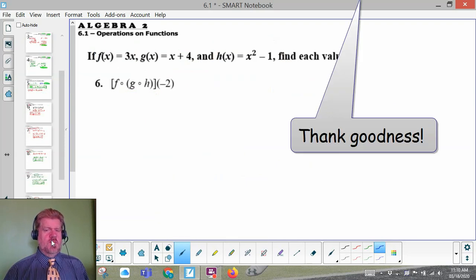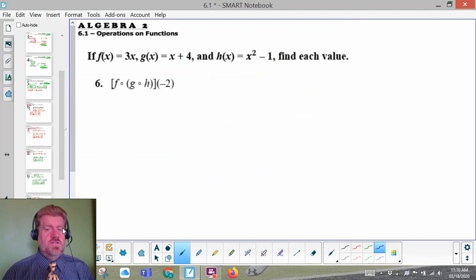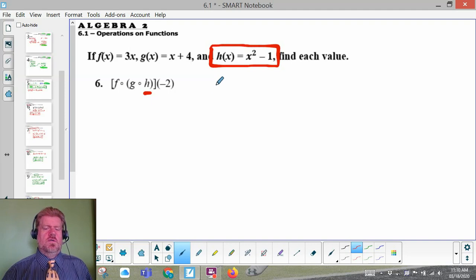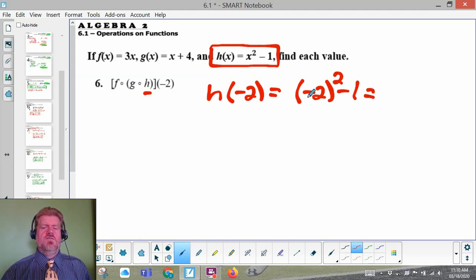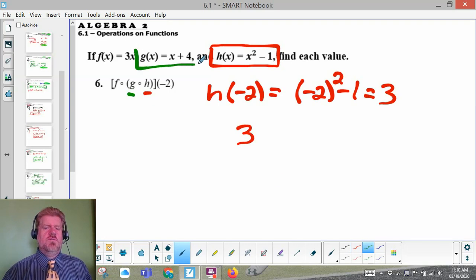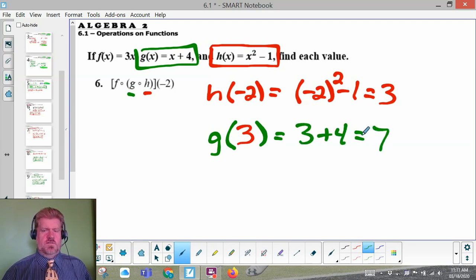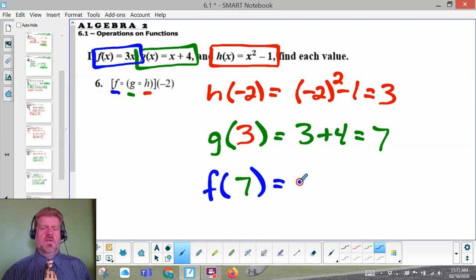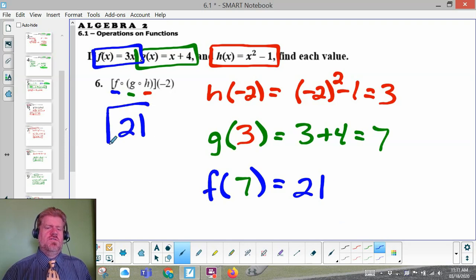All right, one more. And then this will be the end of this first video, and then I have a second video for the rest of the worksheet. So negative 2 is what we're putting in, and we're putting it in this order. H is first. So h of negative 2, which equals negative 2 squared minus 1. Remember, negative 2 times negative 2 is 4. 4 minus 1 is 3. Taking that 3 and putting it in for g. And g means x plus 4. It's not x anymore. Now we're going to put in 3. 3 plus 4 is 7. And now we're going to take that 7 and put it in for f. F is 3 times some number. So f of 7 is 21. So this whole answer here is 21.